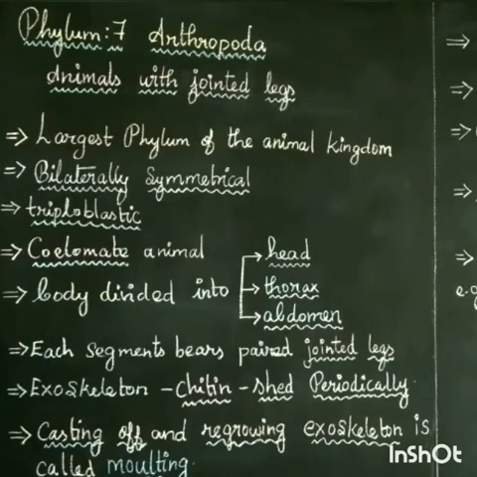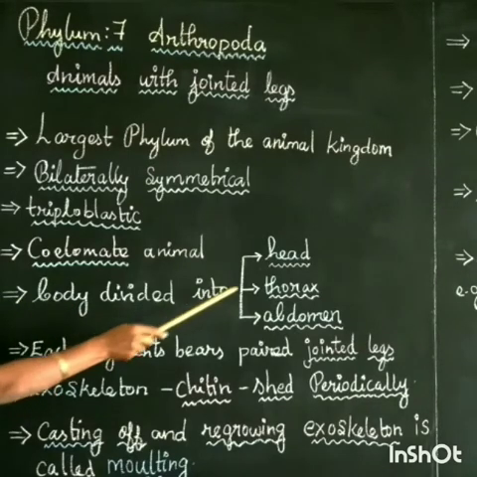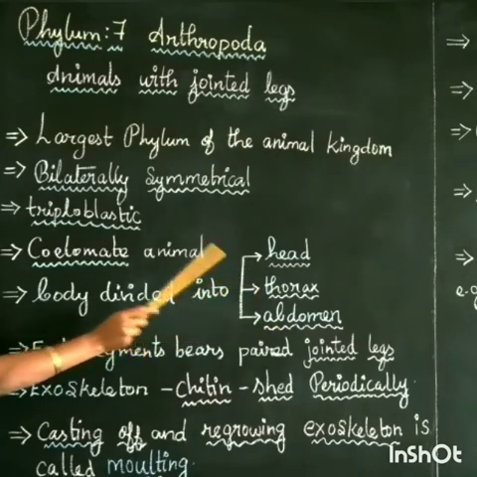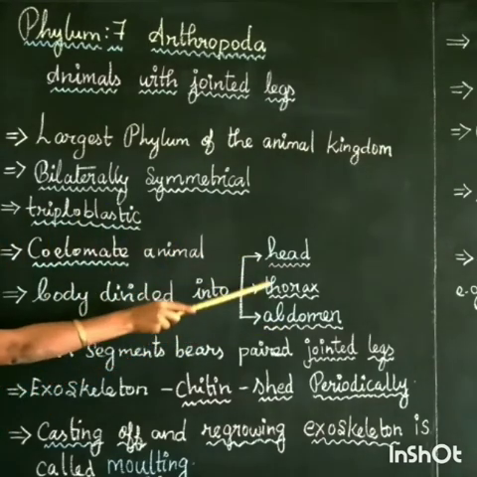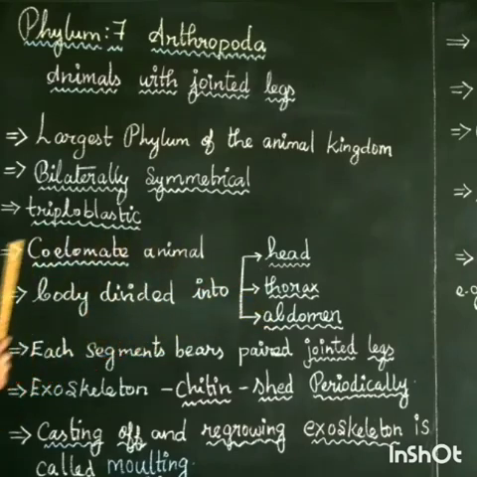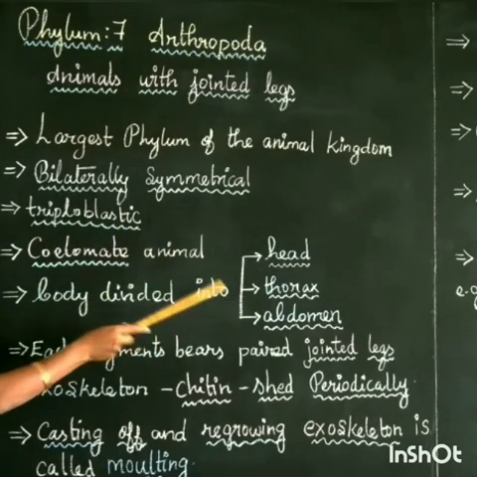Then coelomate animal, the animal having a true coelom, that is a space between the body wall and the digestive tract. Then what about the body? In arthropod the body is divided into head, thorax and abdomen. The body has three divisions, that is three distinct portions are seen in this phylum.